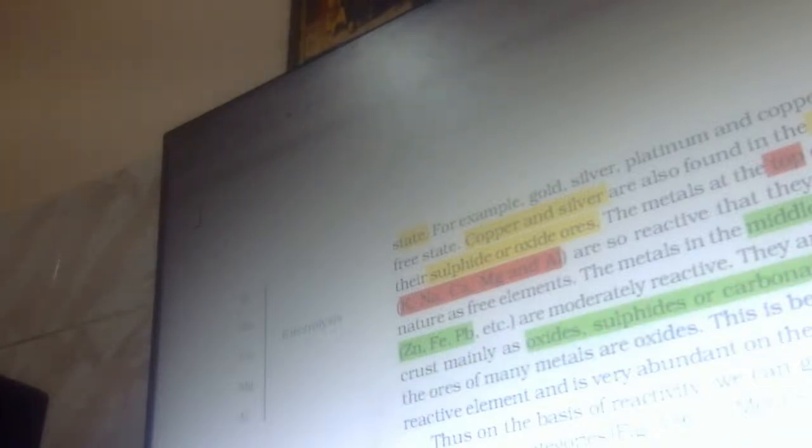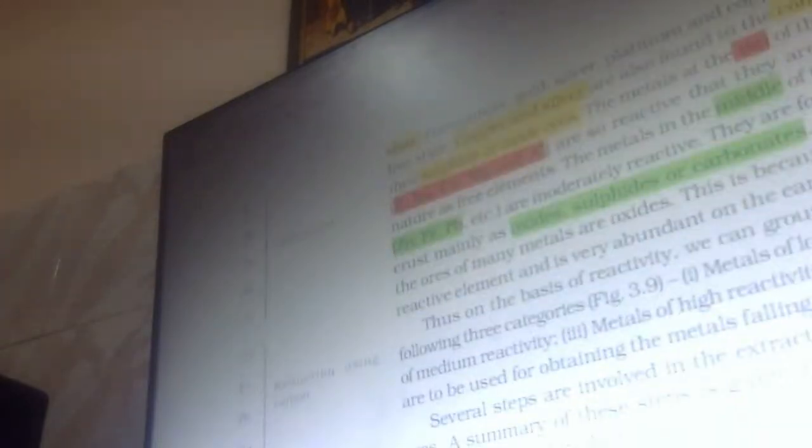They are never found as free elements. Never. Okay. Then we have metals in the middle of the activity series: zinc, iron, lead, moderately reactive. They are found mainly as oxides, sulfides, or carbonates. Many are oxides because oxygen is reactive with metals and very abundant on Earth.